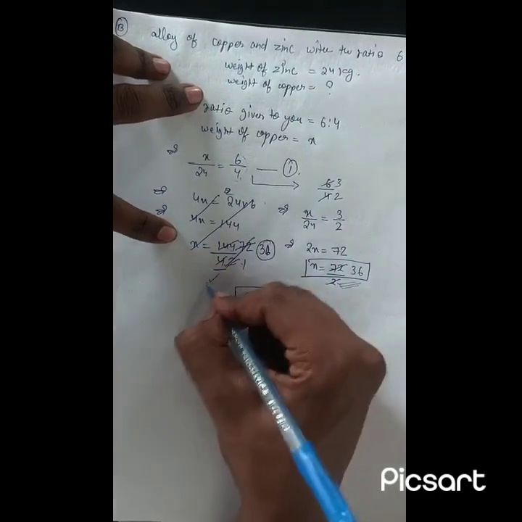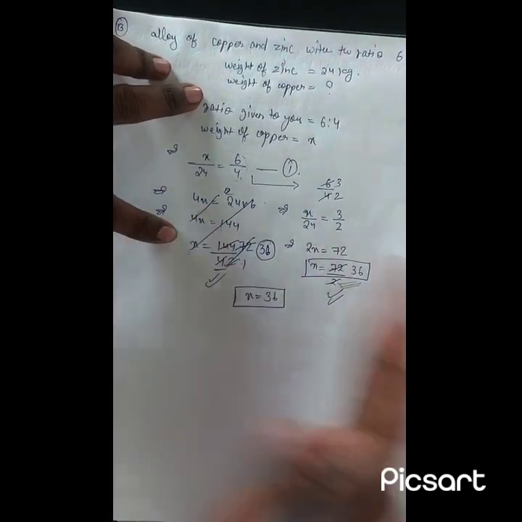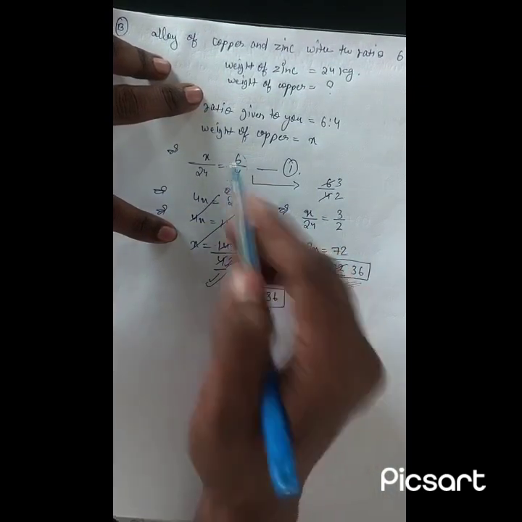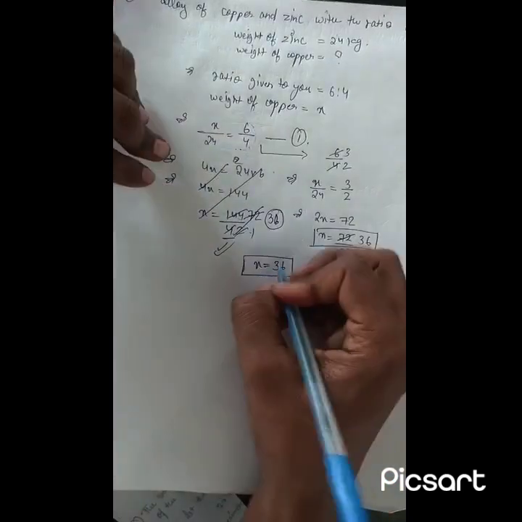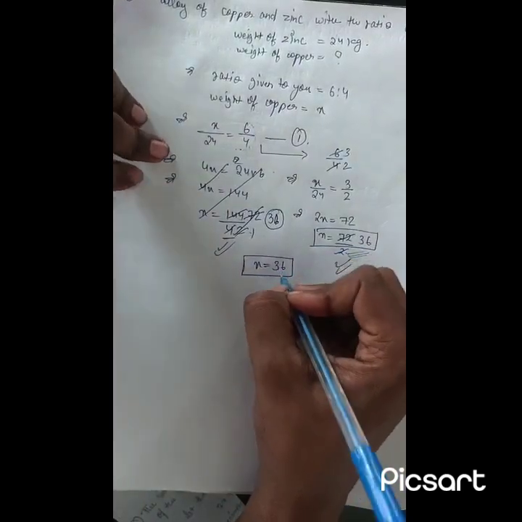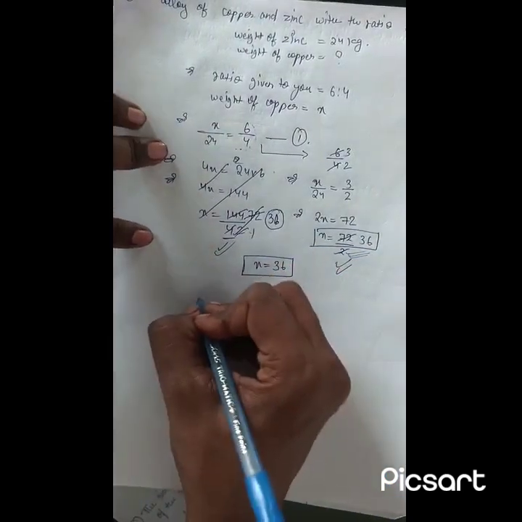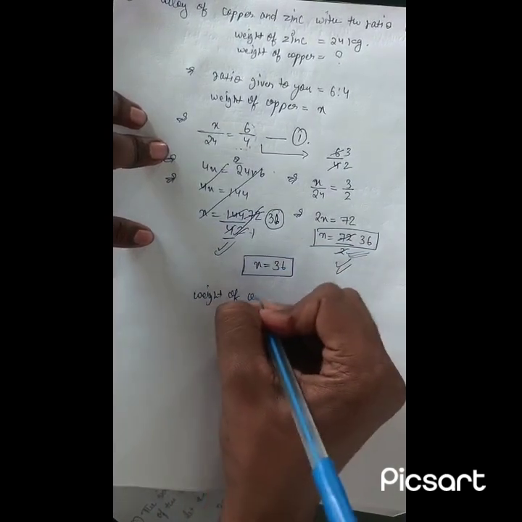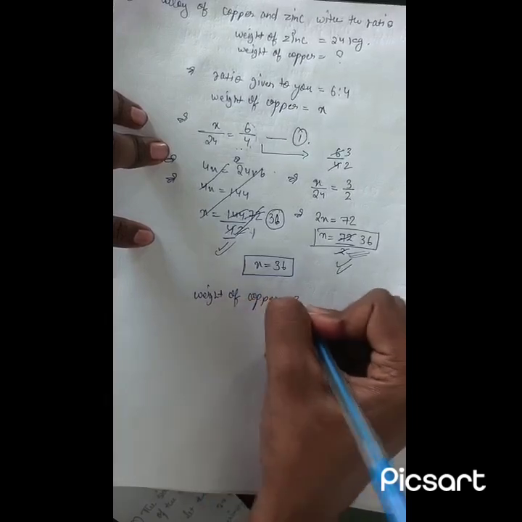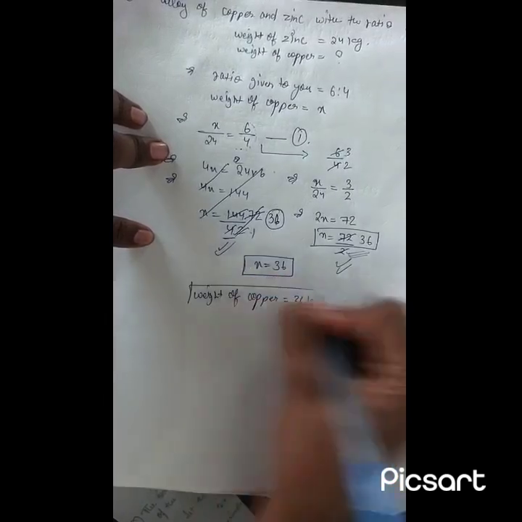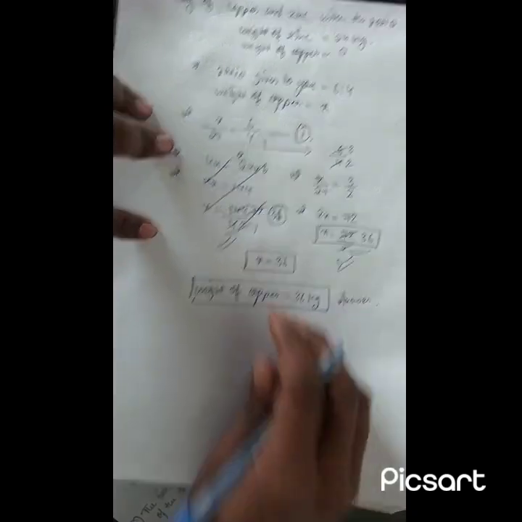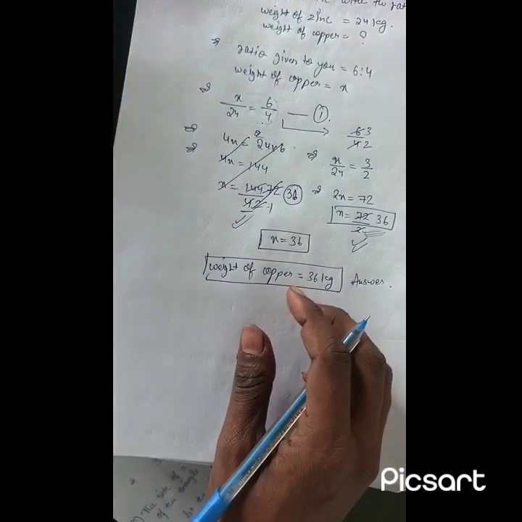Okay, both processes are correct, but every time, you have to first convert it in the simplest form, then you have to solve this. From here you are getting the value of x is equal to 36. So from here we can see that the weight of copper is 36 kilogram. This is your answer. This is your question number 13.